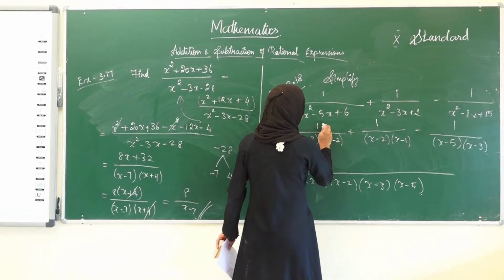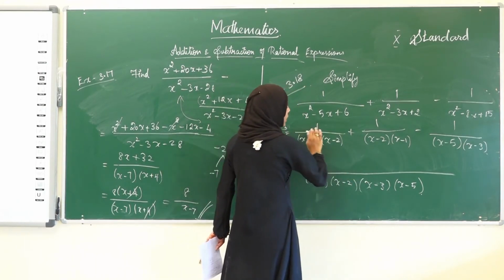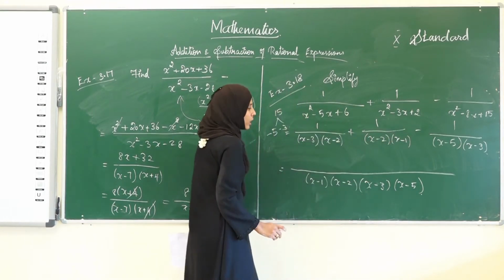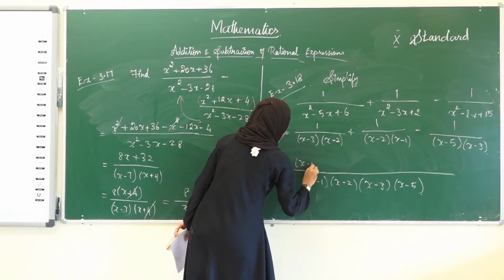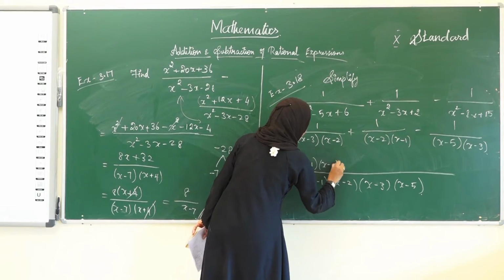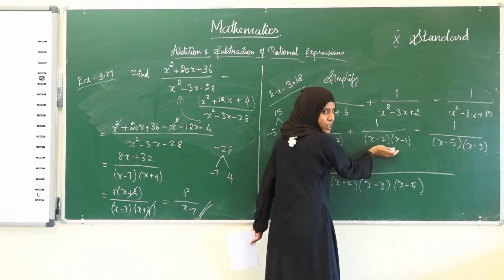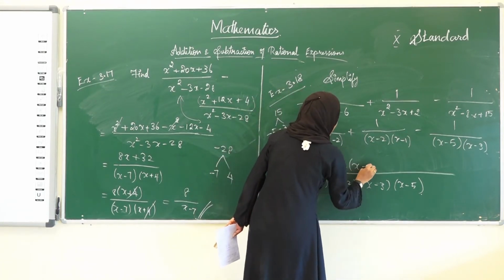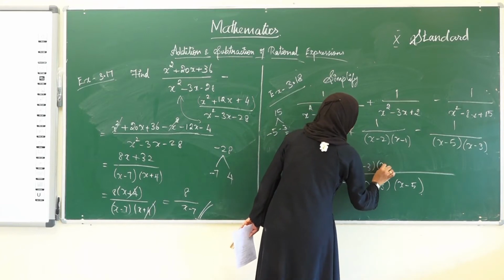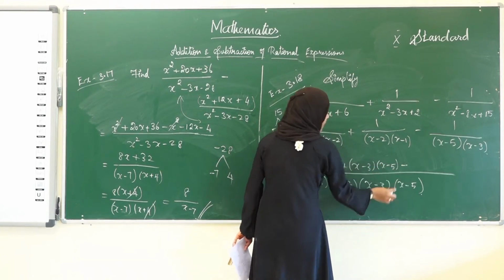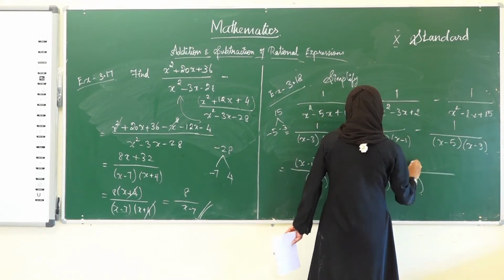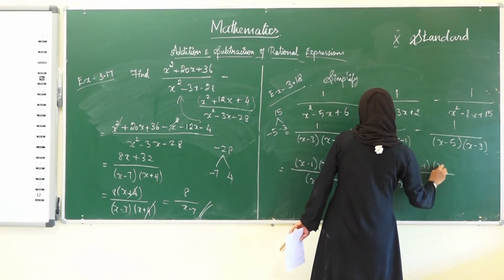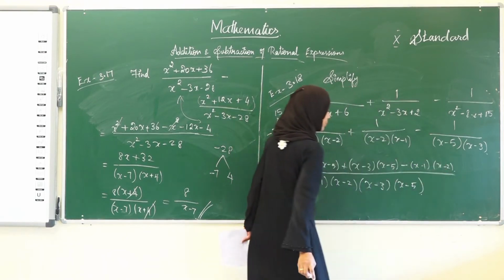Now we are going to solve these numerators. Okay, see here we have x minus 3 and x minus 2. The remaining terms are x minus 1 into x minus 5. Plus here we have x minus 1 into x minus 2. The remaining terms are x minus 3 into x minus 5. Minus, we have minus here, therefore minus. Here we have x minus 3 into x minus 5. Therefore, x minus 1 into x minus 2.